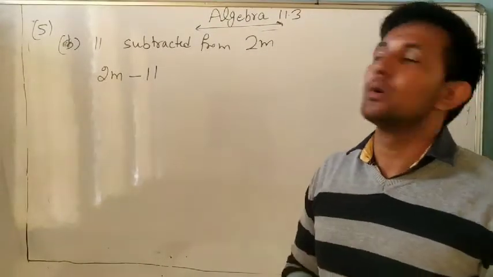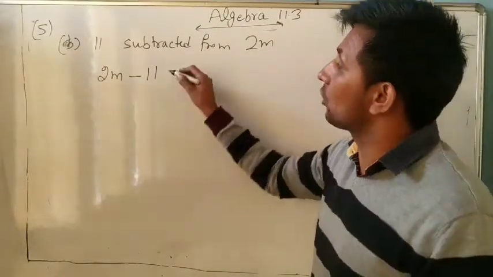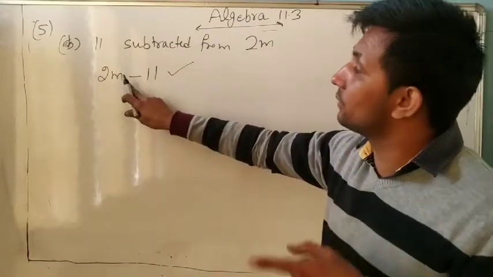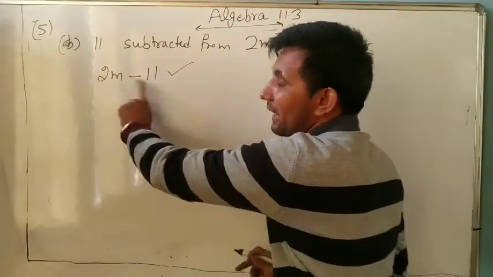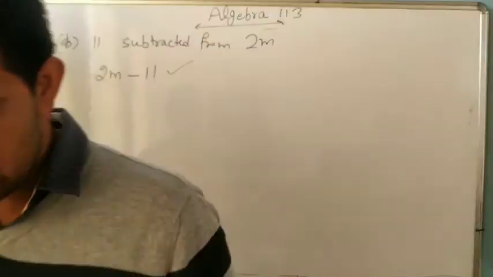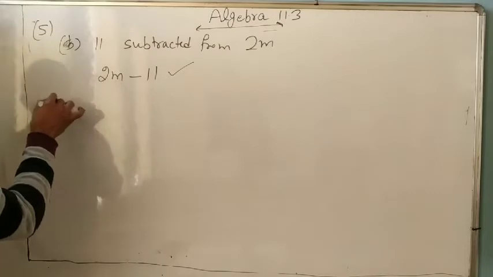And I told you, it is called algebraic expression, algebra, where we use a variable and a constant. It is an algebraic expression. Next is C part.